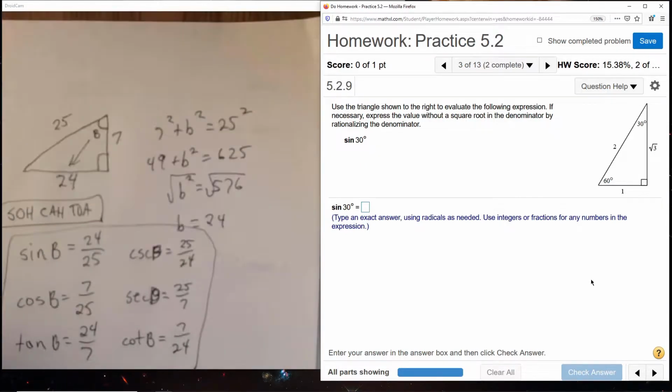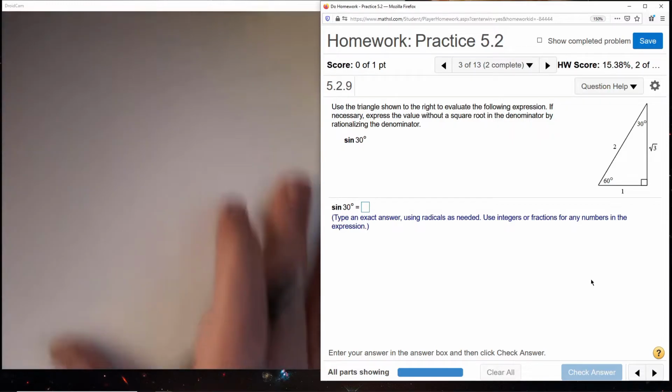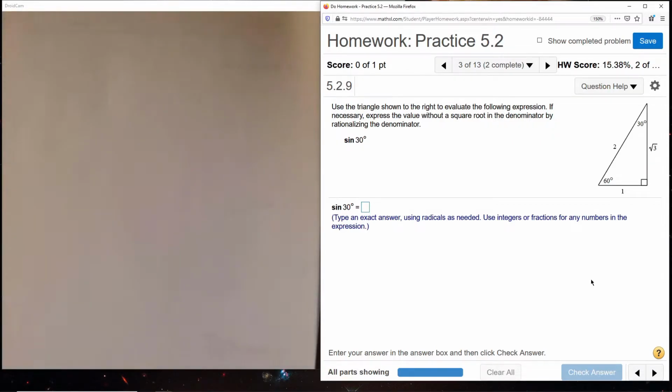So we got another right triangle. Let's see what the question is using the triangle. Evaluate the following expression, sine 30 degrees. I was just looking at this. They're saying to rationalize the denominator. And we'll definitely go through that if it comes to that in this problem. So let's check it out.